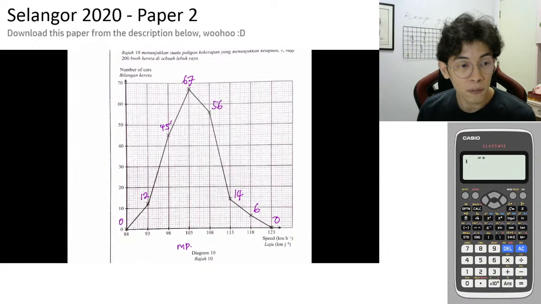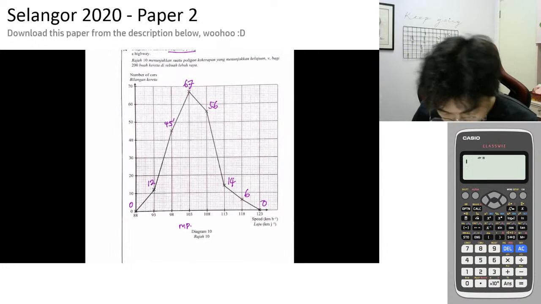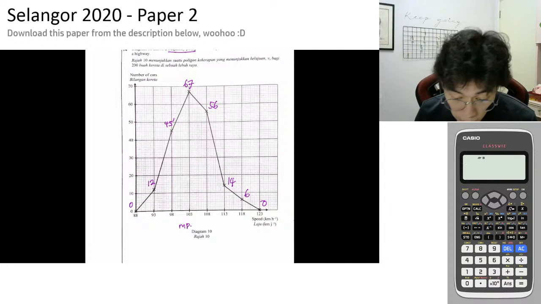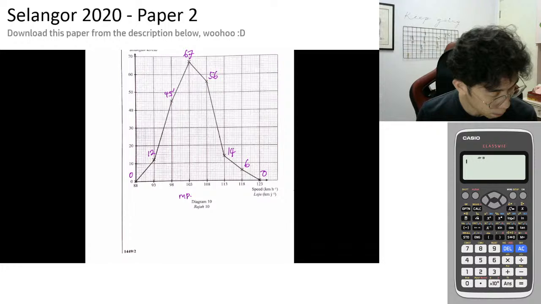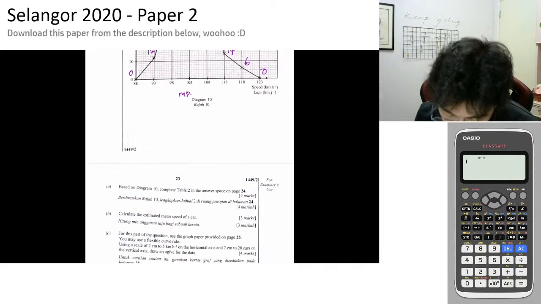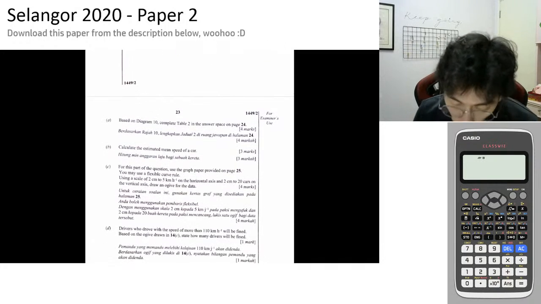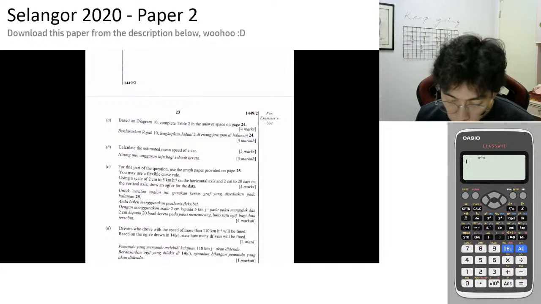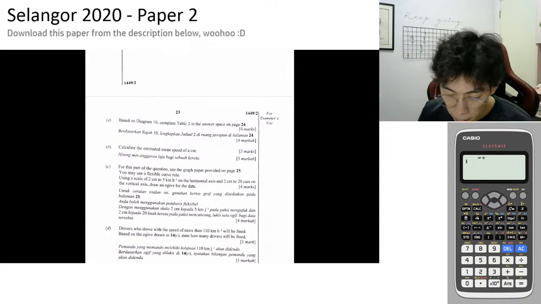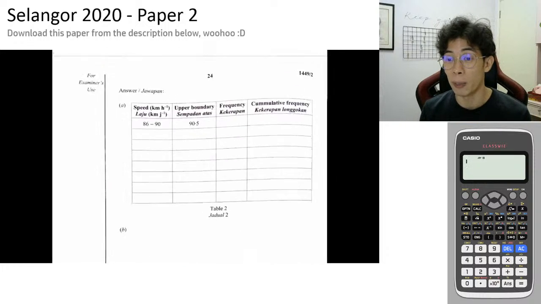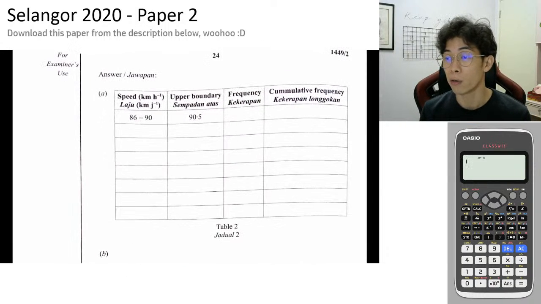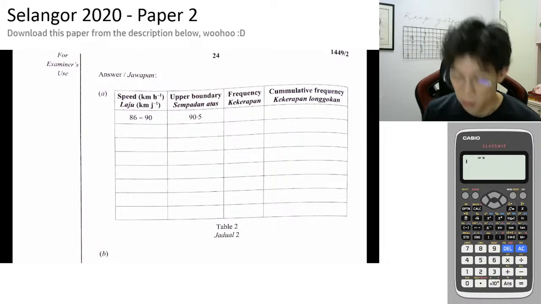All the frequency is there already, and the midpoint is there as well. Based on diagram 10, complete table 2 in the answer space on page 24. Let's see what they mentioned. Can you see they give you the pattern there already? Then you can fill it in. So I fill it in.